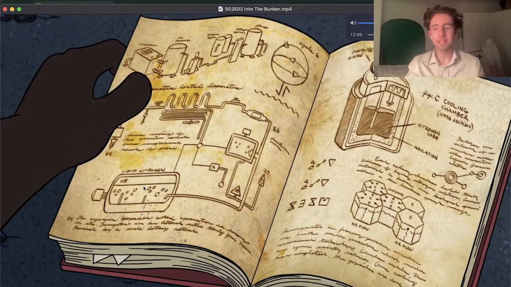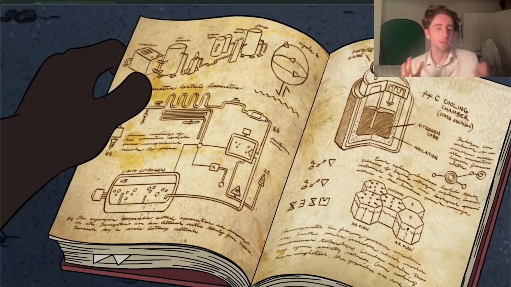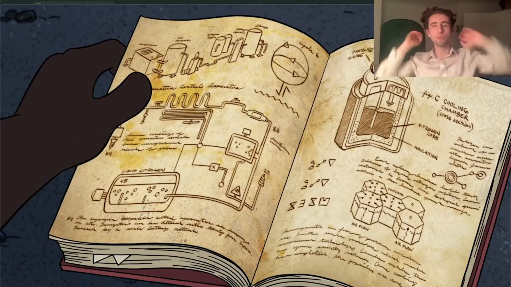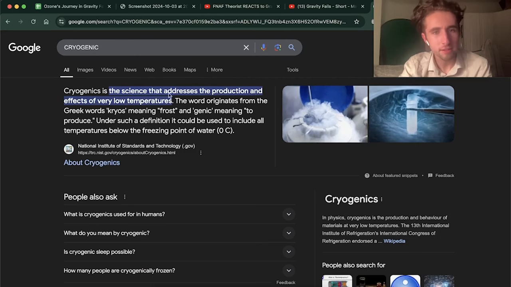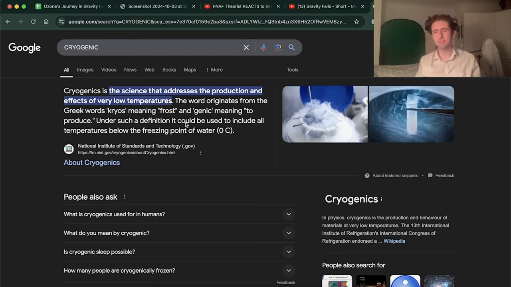But as I was saying, liquid nitrogen being really cold kind of makes sense with the cryogenic stasis chamber. Cryogenic, I think, is cold stuff. Let me check. Cryogenics is the science that addresses the production and effects of very low temperatures. Okay, so there you go. Very, very cold temperatures. It's the sort of thing where if you freeze a living being, then you could almost store the life force.